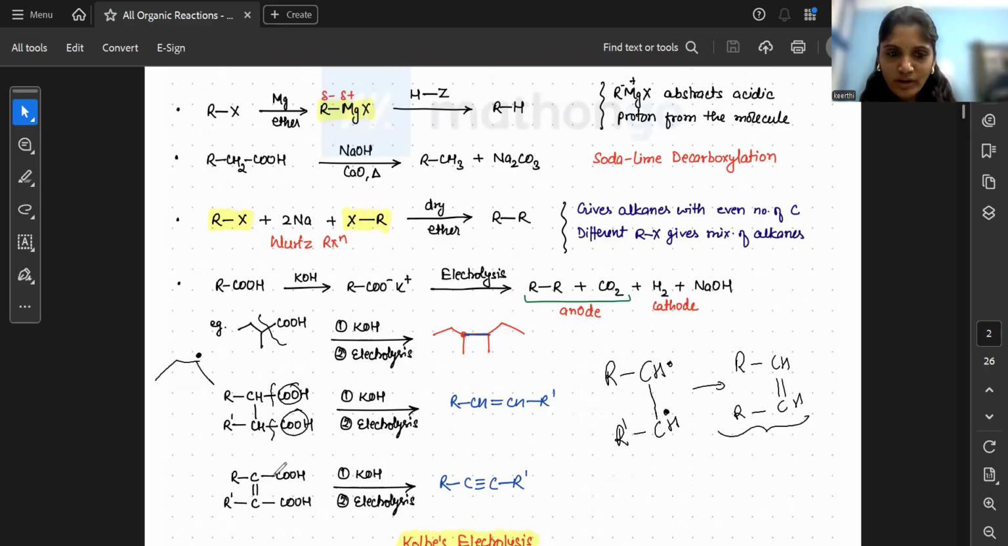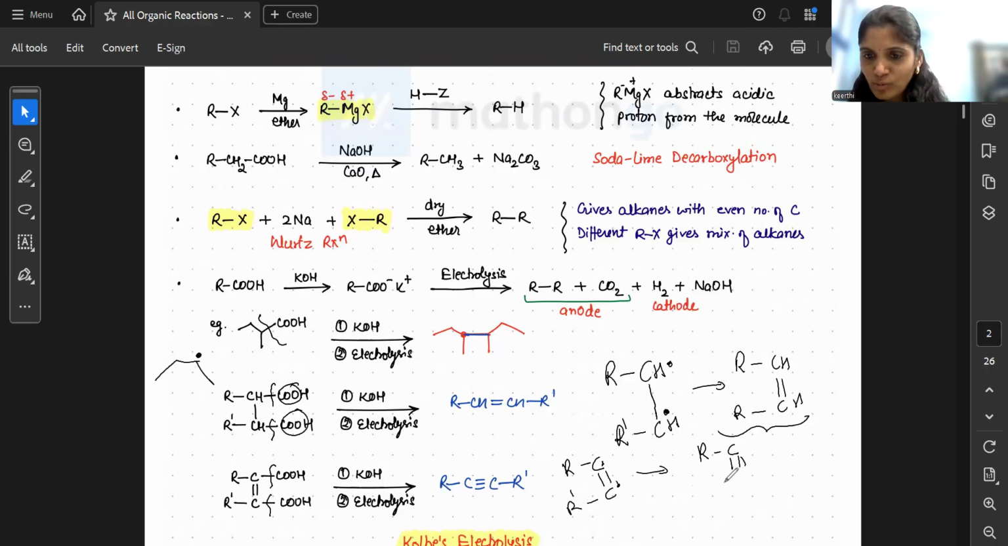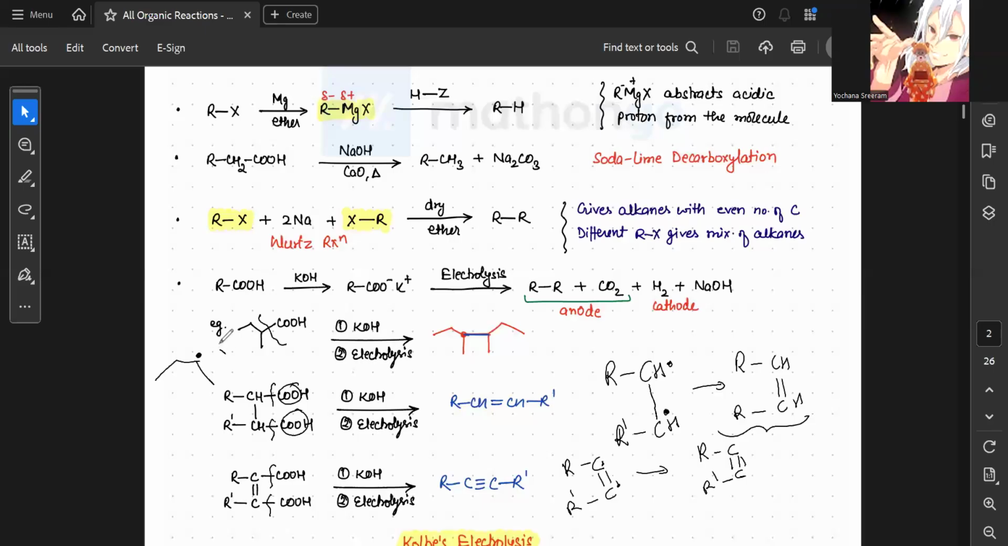The same thing you apply here. Already a double bond is there. This bond will break, this bond will break. I'll get a radical there, C double bond C, R prime. I have got a radical here. Both the single electrons will combine, and I get C triple bond C, R prime. If it is a monocarboxylic acid, nothing different: create one radical here, and the same radical you put here.